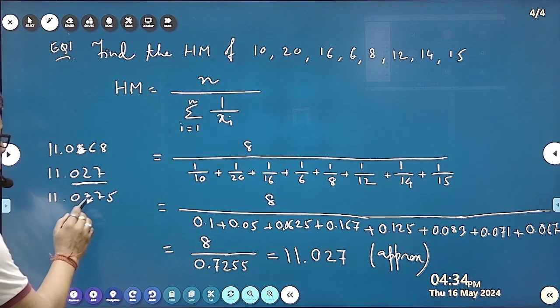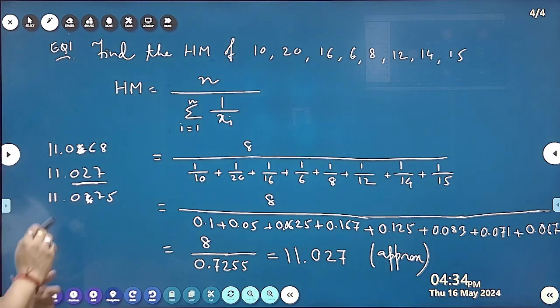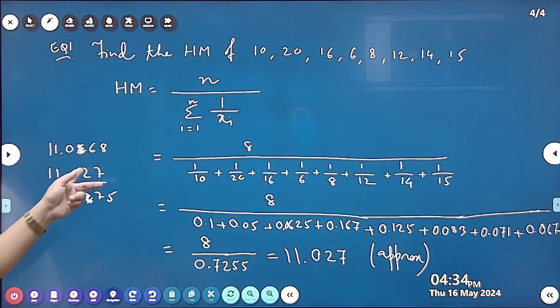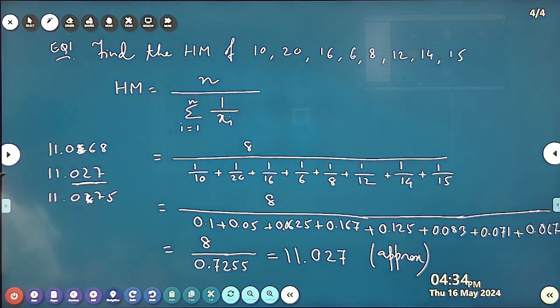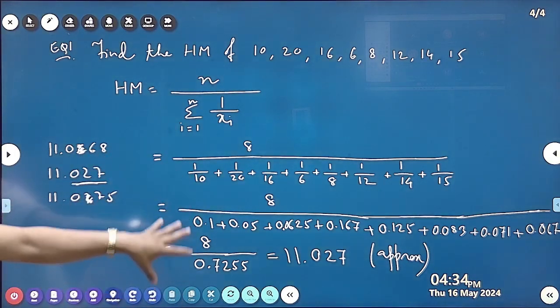So maybe this 2 will not be there, and 0.0. So which is the closest one? Here this 11 point. Okay. So that's why, don't overthink it if we don't get exactly the same. Just know the formula, I calculate it.